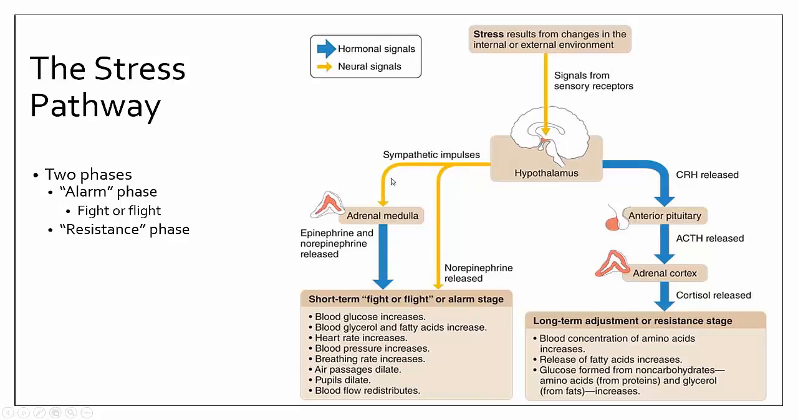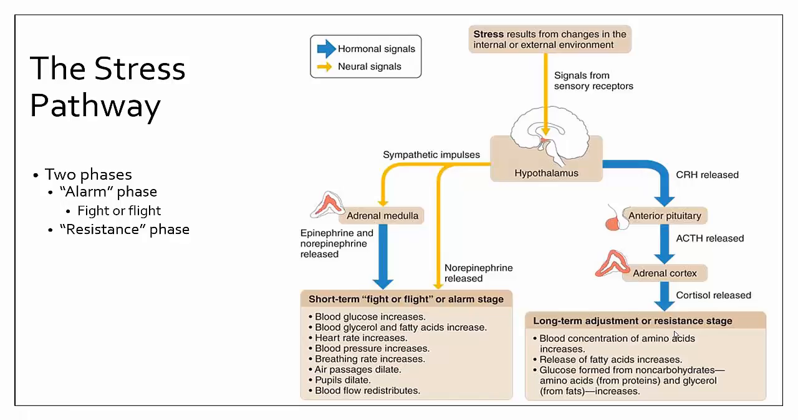The sympathetic nervous system and the effects of the adrenal medulla are really fast. The effects of the adrenal medulla are slower and longer lasting than these, but they still fall into the fast arm. On the other hand, the hypothalamus releases CRH, and that travels to the anterior pituitary, which releases ACTH, which travels to the adrenal cortex, which releases cortisol. And this is the long-term adjustment or resistance stage, okay?